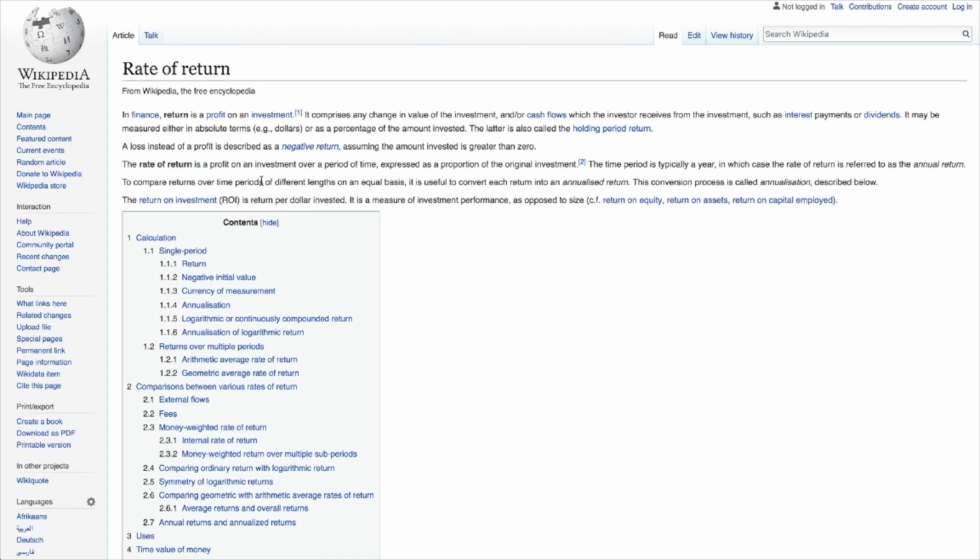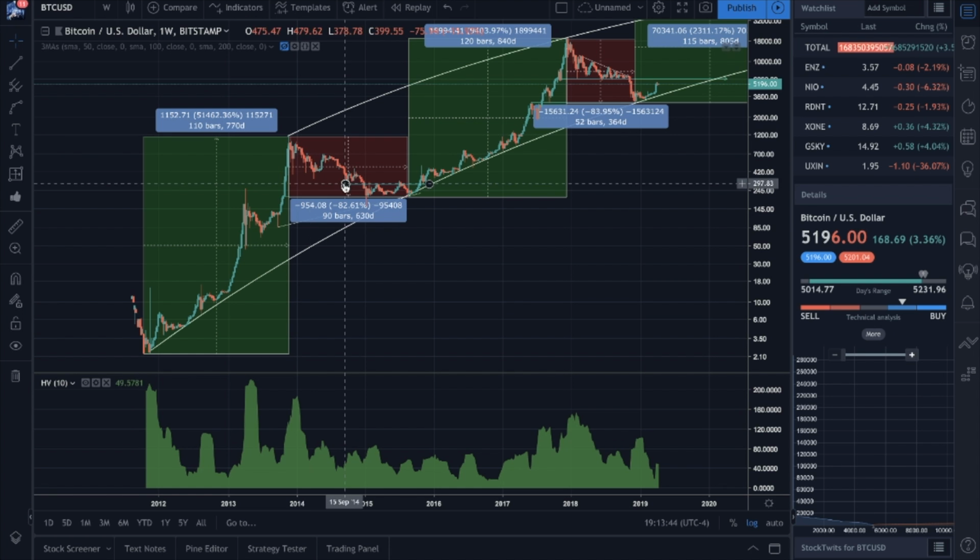So rate of return is a profit on an investment over a period of time expressed as a proportion of the original investment. So to keep this from getting too overcomplicated, as we talk about growth over time, a good way to view this is that, for example, if I were to invest in Bitcoin at $1 and it was to go to $2, that's a rate of return of 100%. I've doubled my money in that case.